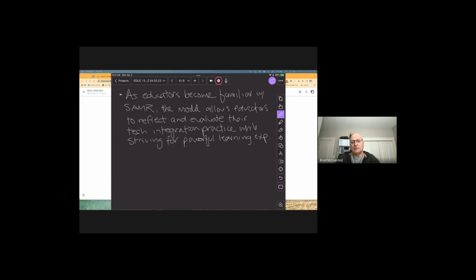And then the last, we're going to take it to the highest level, redefinition. Think about then using 3D computer assisted design tools like Tinkercad.